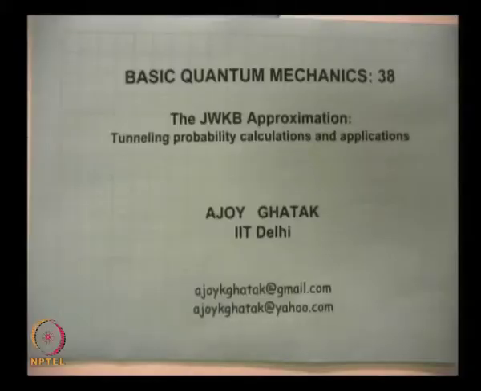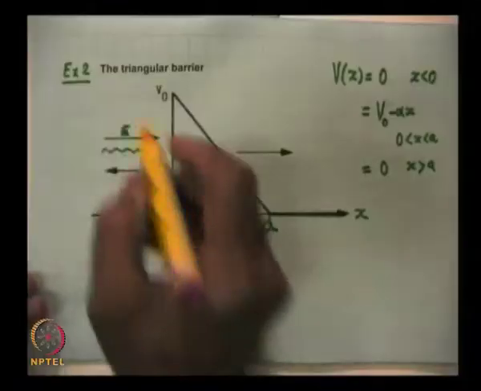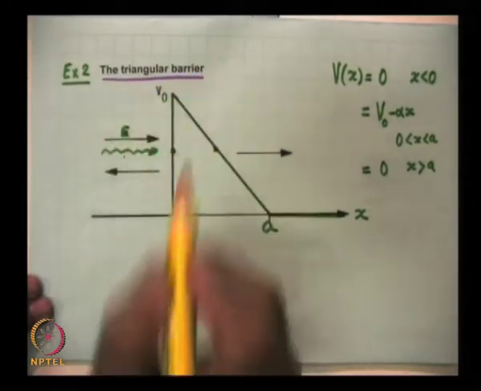In our last lecture we had considered applications of the tunneling probability formula to problems of practical interest. We first had considered the parabolic potential, and then we had started with a linear potential. So, we assume that I have a triangular barrier as it is written here.